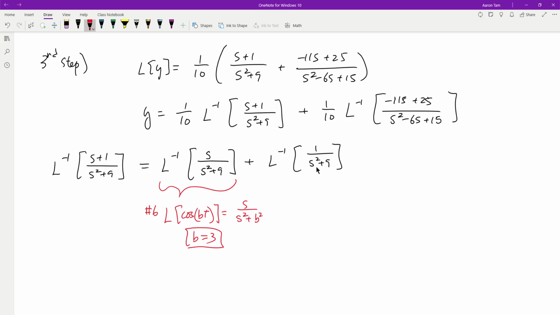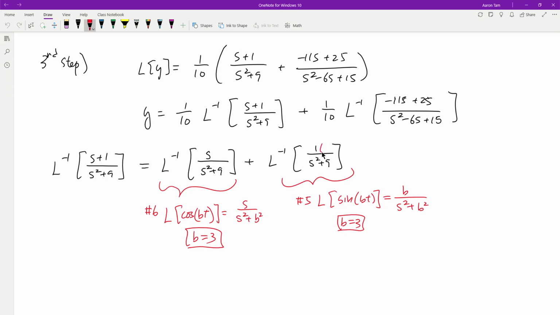This one, however, is a little harder because this one requires us to use rule number 5 instead. Rule number 5 says that the Laplace transform of sine bt is equal to b over s squared plus b squared. And we know that our b is 3. The problem is that in order to use this formula the way it is, I need 3 over s squared plus 9. But we don't have that.